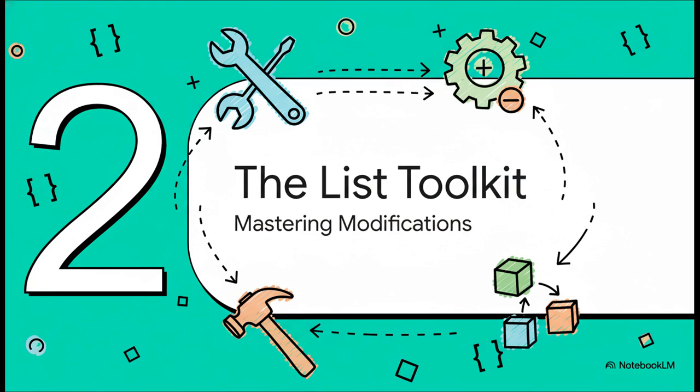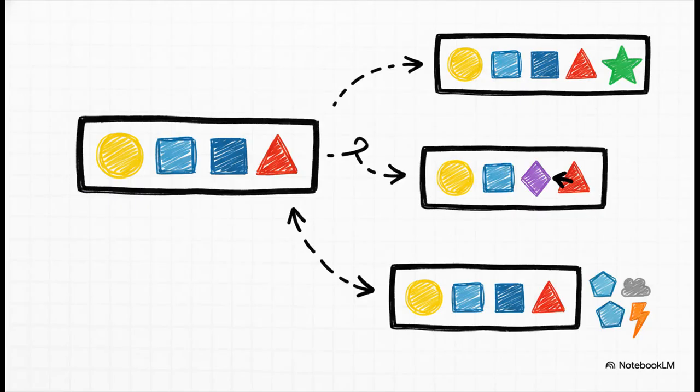Okay, so we've established that lists are built for change. That means Python gives us this awesome toolkit specifically for modifying them. So let's open up that toolkit and really master the most common jobs you'll need a list to do. First up, let's talk about adding new items. You might think there's just one way to do it, but nope. Python actually gives you 3 different methods, and each one is designed for a very specific situation.